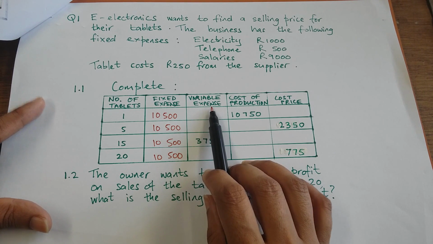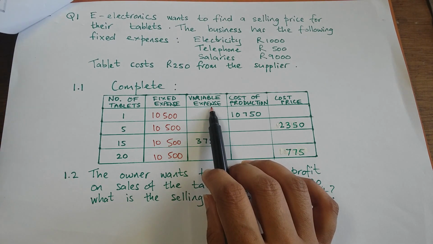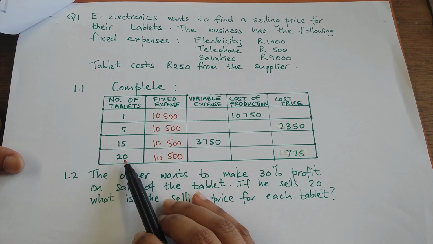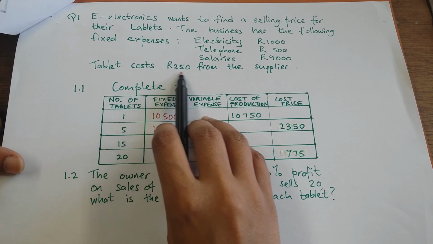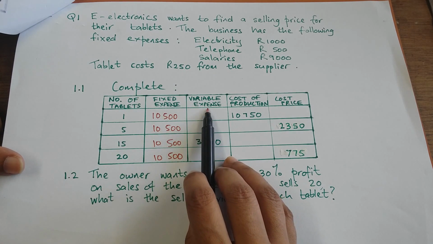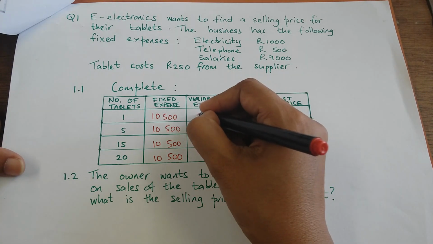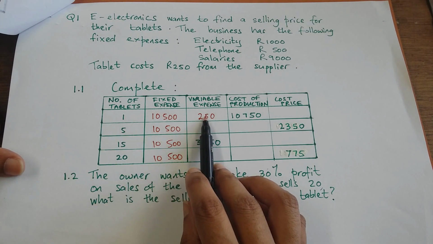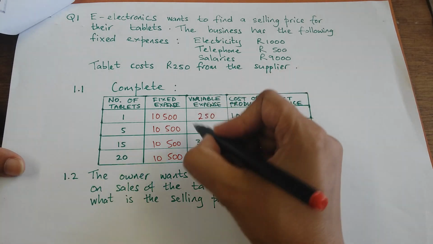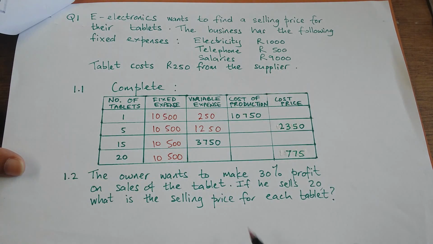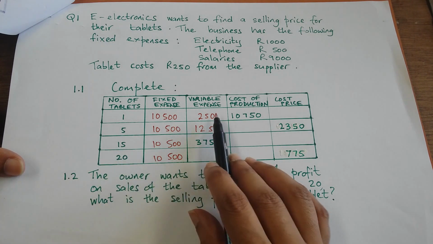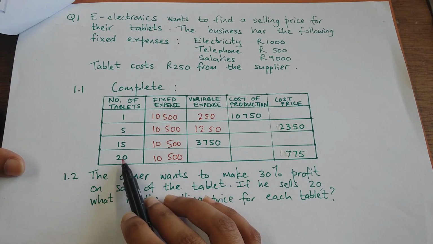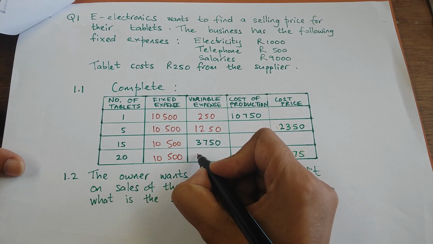Variable expense. According to the definition, we understand that variable is going to vary or change depending on the number of items. So according to the question, the tablet costs 250 Rand. So my variable expense for one is going to be 250 Rands. For 5 of them, I'm going to say 250 multiplied by 5, that gives me 1250. For 15, I'm going to say 15 multiplied by 250, that gives me 3750. And for 20, we say 250 times 20, which is 5,000.